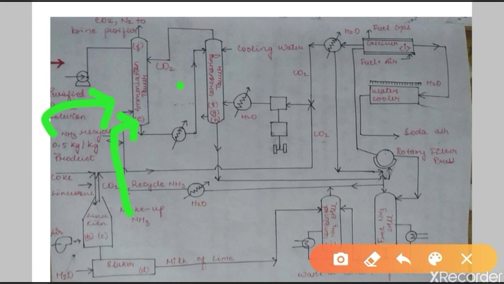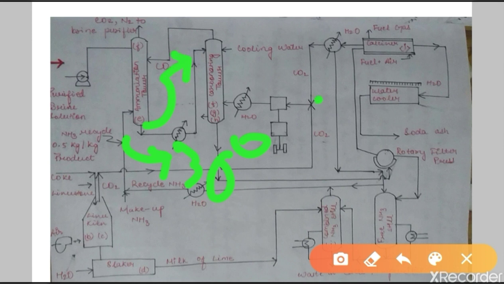The reaction occurring here is that of ammonia and water. Ammonia is readily soluble in water, therefore it gives ammonium hydroxide, and carbon dioxide gives bicarbonate ion. The reaction is highly exothermic, and that is why it is cooled to a temperature of 30 degrees Celsius and then taken to the carbonating tower.